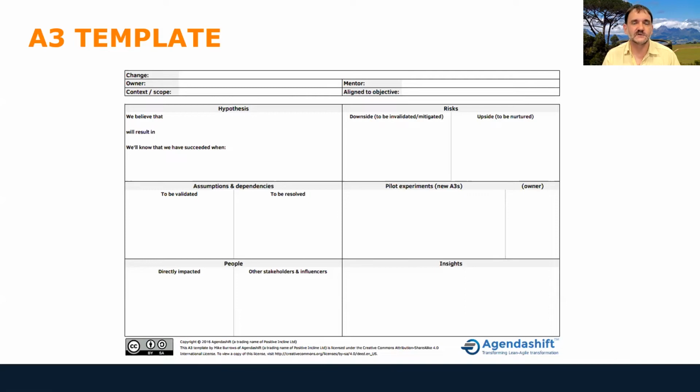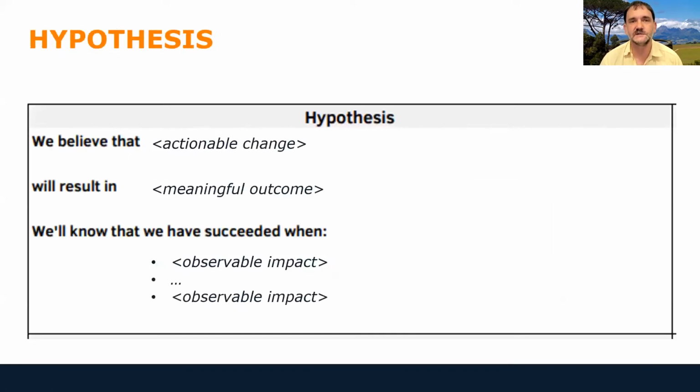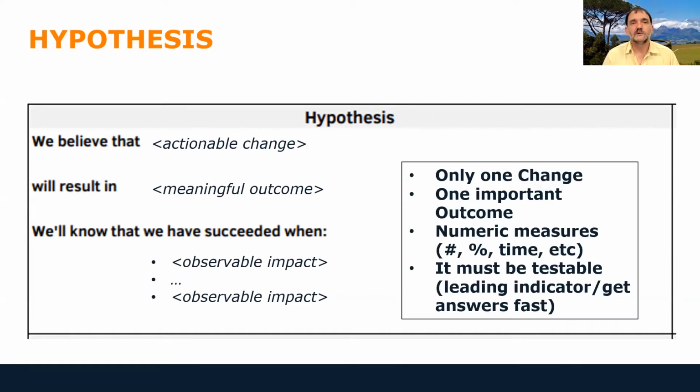But I would like to postulate that we should be looking at the top left corner, and that is the hypothesis. I am writing it a bit more in detail and saying, we believe that an actionable change will result in some meaningful outcome, and we'll know we have succeeded when there is a certain observable impact. So how do we fill this in?